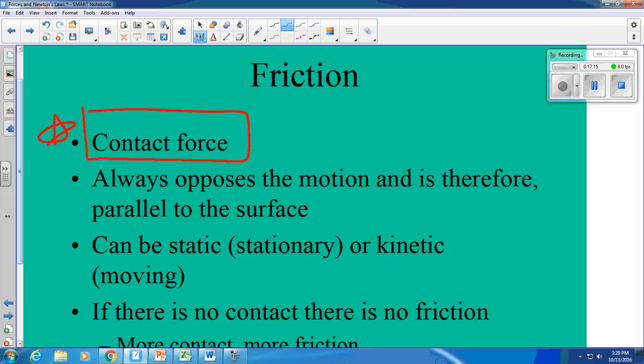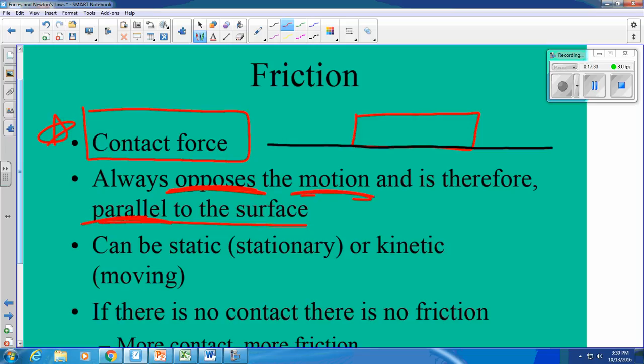How this one looks different, though, than the normal force is because this one, if that is my boxed object, and here's the surface it is in contact with, we see that it always opposes motion and is parallel to the surface. So let's just say my object has a velocity going this direction. If it opposes motion, that means my frictional force must be in the opposite direction, and it's parallel to the surface, whereas my normal force was perpendicular to the surface.